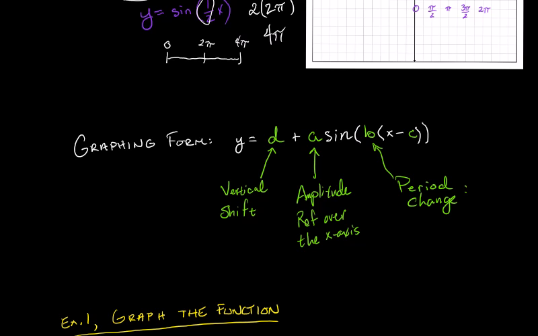Period change could be created as 2 pi is the normal period, but then to figure out the new period, you would divide it by the b value. So rather than multiply by the b value, we divide by the b value, which achieves multiplying by the reciprocal, essentially. That's what we'll practice in the next 2 or 3 examples. All right, so here we go.